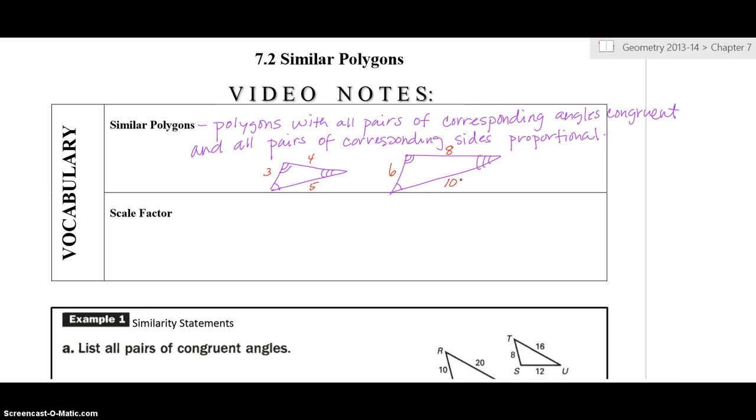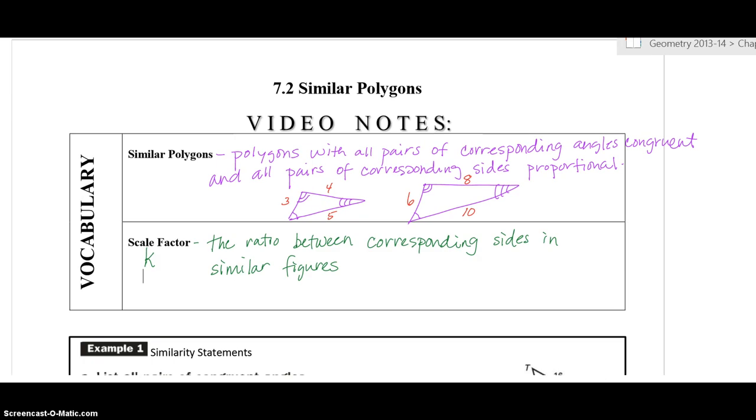So let's go ahead and talk about scale factor. The scale factor is just the ratio between corresponding sides in similar figures. So you have to know that the figures are similar, and then it's the ratio between the sides. We call the scale factor K, just like we say slope, we use M or whatever variables for certain things. So we call scale factor K.